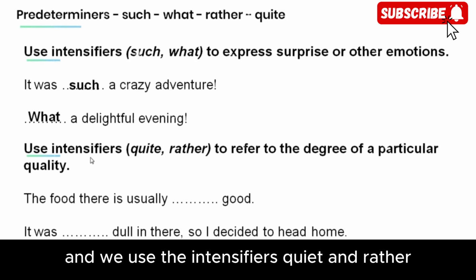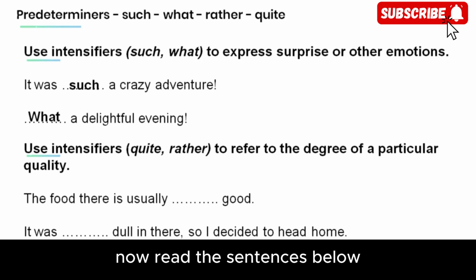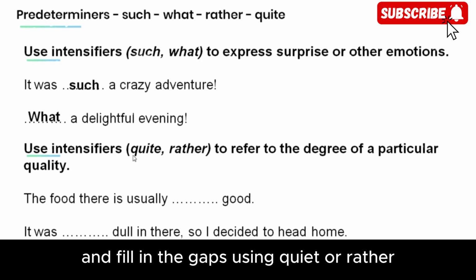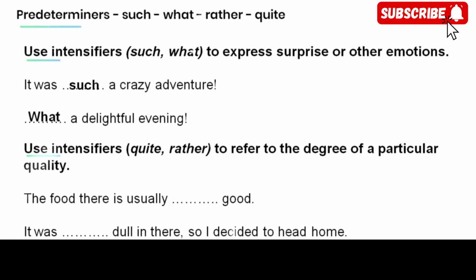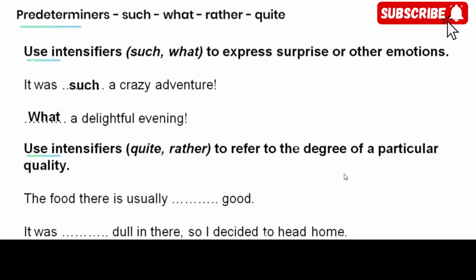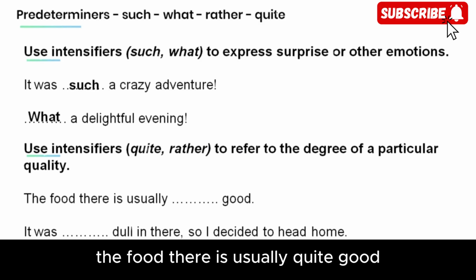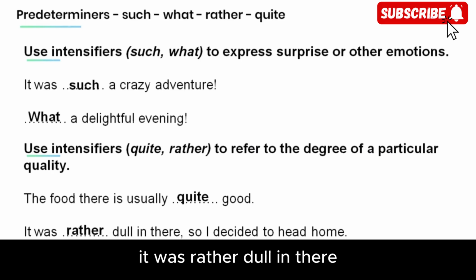And we use the intensifiers quite and rather to refer to the degree of a particular quality. Now read the sentences below and fill in the gaps using quite or rather. The food there is usually good. It was dull in there, so I decided to head home. The food there is usually quite good. It was rather dull in there, so I decided to head home.